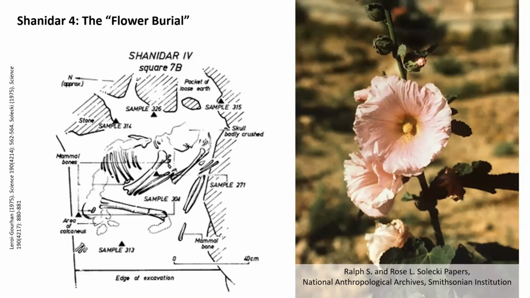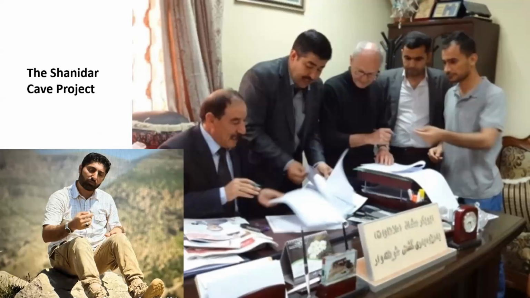Then, of course, we have the famous flower burial, Shanidar 4. So this is him in plan, and what you can see is that there are various samples marked on here. This is where sediment samples were taken. They were analysed and found to contain these clusters of pollen, including things like the hollyhock that you see here. We'll come back quite a bit to Shanidar 4 and later to the flower burial idea.